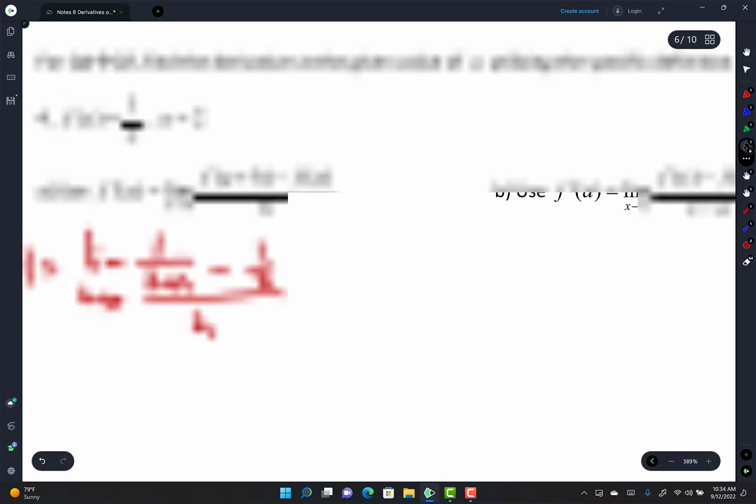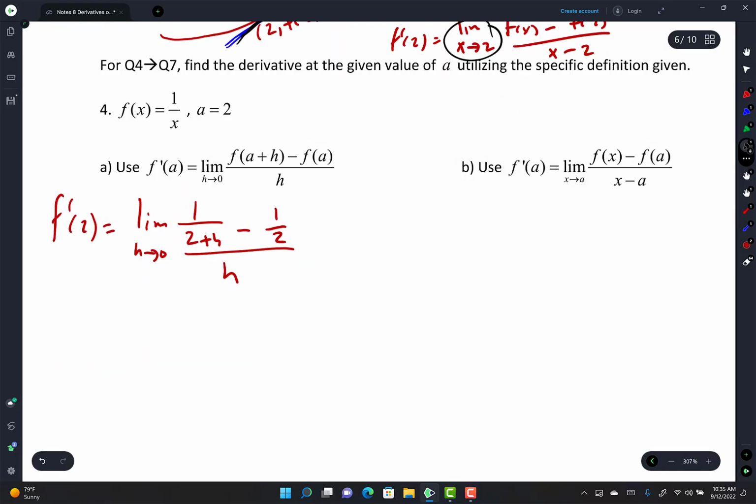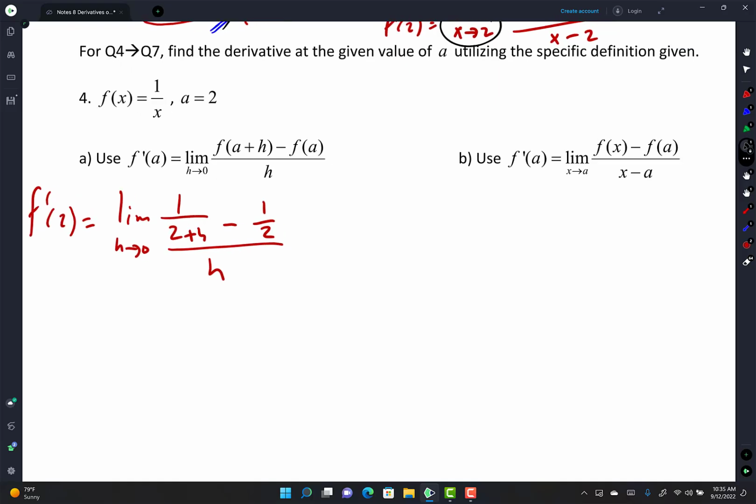Yes. A is like my x-coordinate where I want to find my derivative. This one's telling me to find it already with immediately plugging in A. Both of them are kind of the same thing.